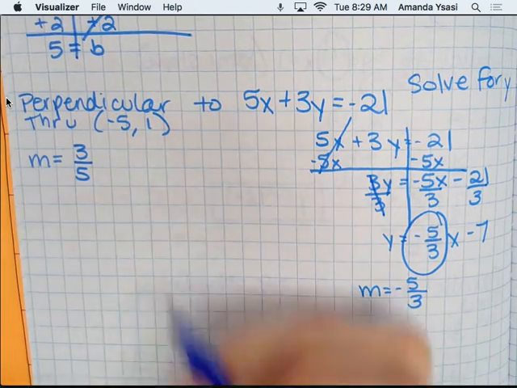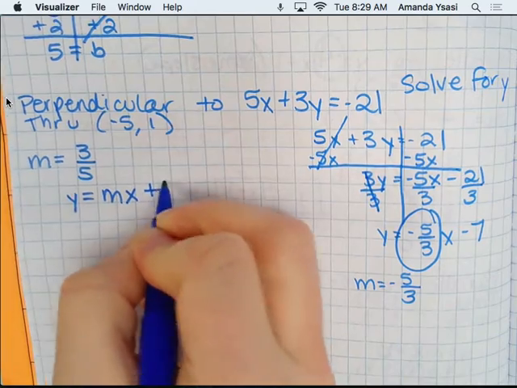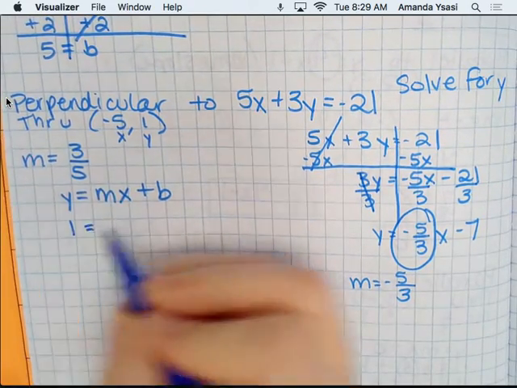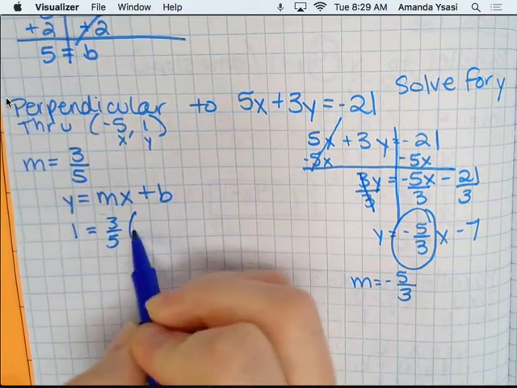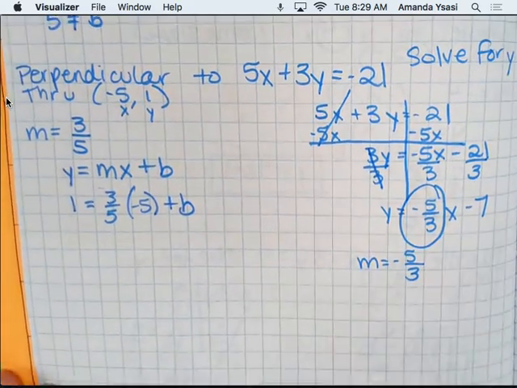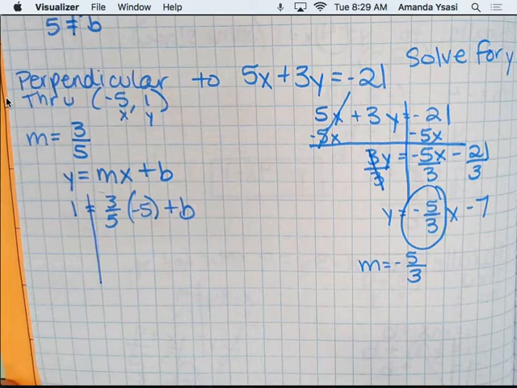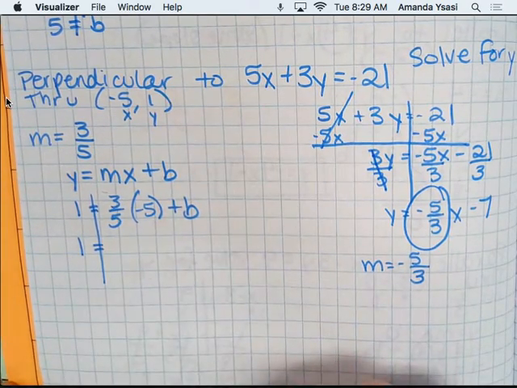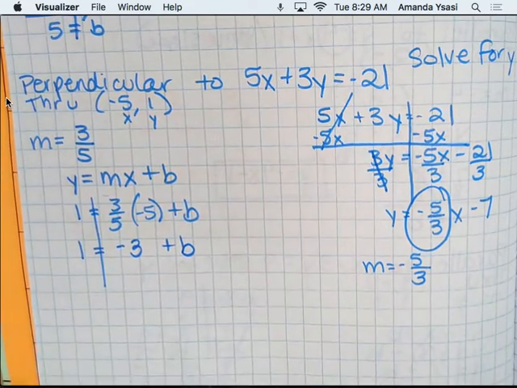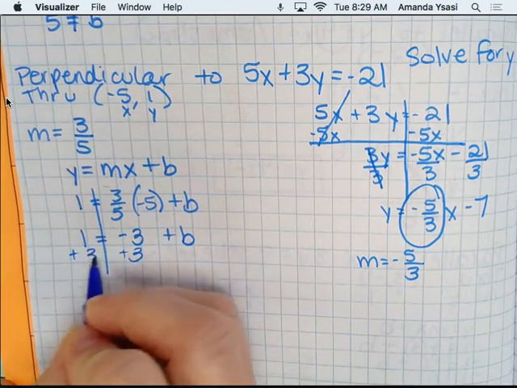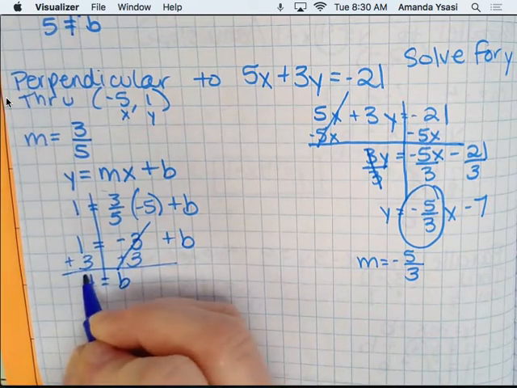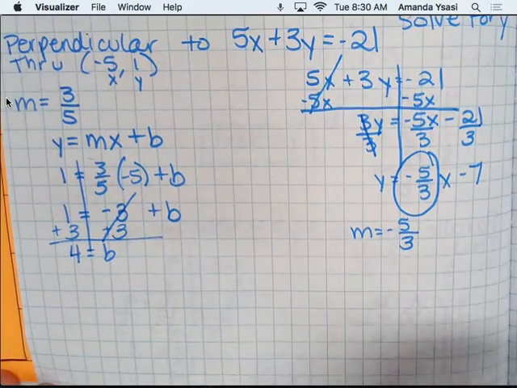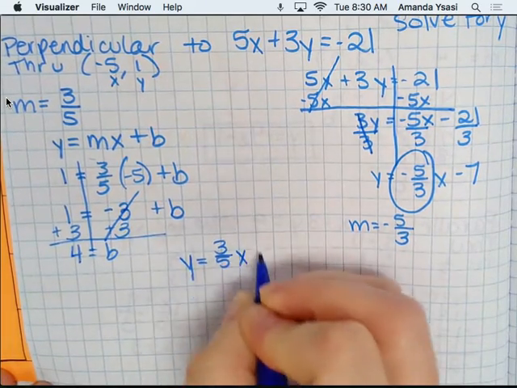So now we write y equals mx plus b, plug in our m and our x and y to solve for b. So we have 1 equals 3 over 5 times negative 5, plus b. So it's 1 equals 3 over 5 times negative 5, which is negative 3, yep, plus b. Add 3 to both sides. So 4 equals b. So we write our equation: y equals 3 over 5 x plus 4.